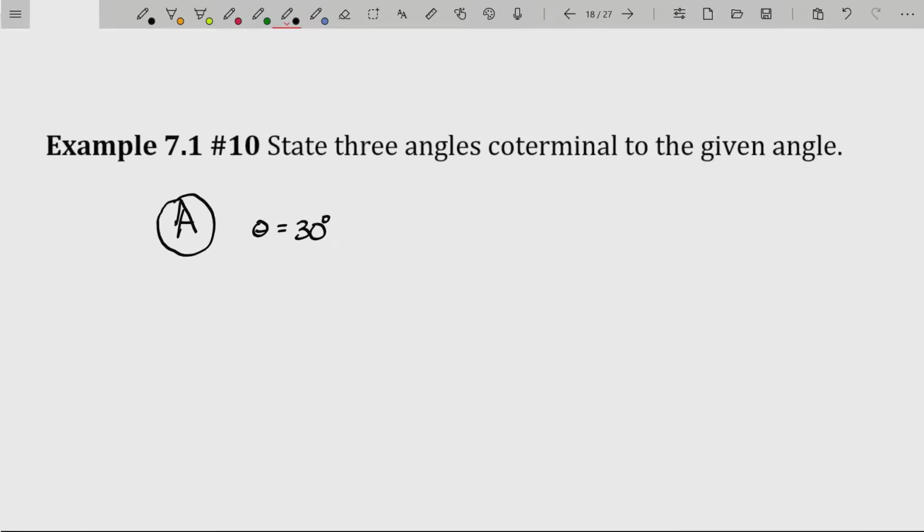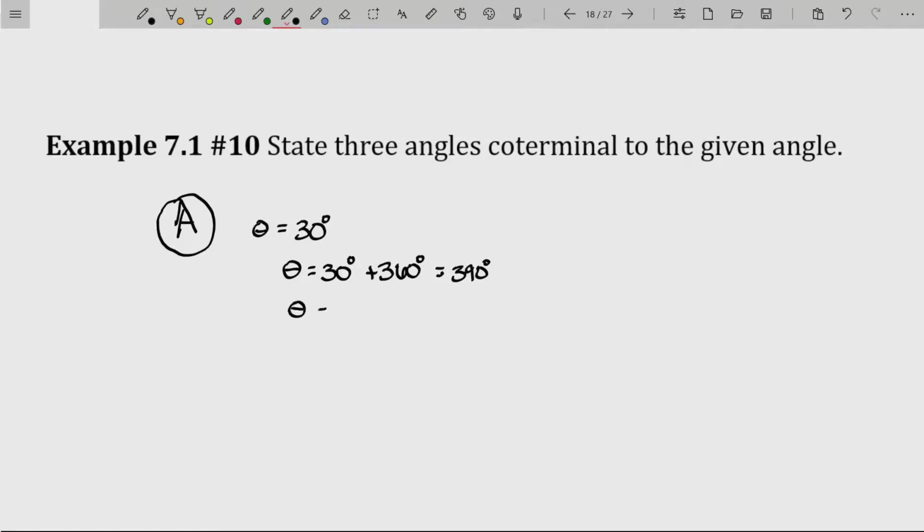Well, one angle is theta is equal to 30 degrees plus 360. Notice I'm not mixing angular measure. In other words, I'm not mixing degrees and radians. If you start in radians, stay in radians, at least when you're adding, subtracting, stuff like that. So this would be 390 degrees. That is coterminal to 30.